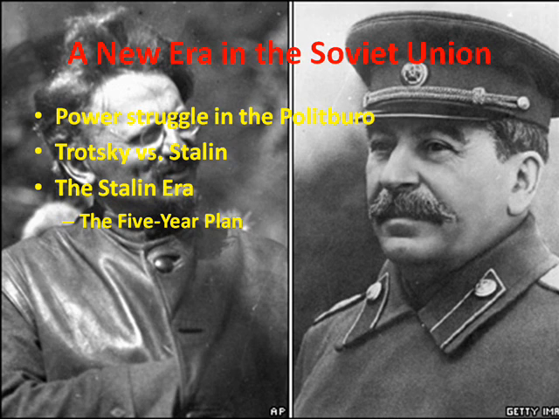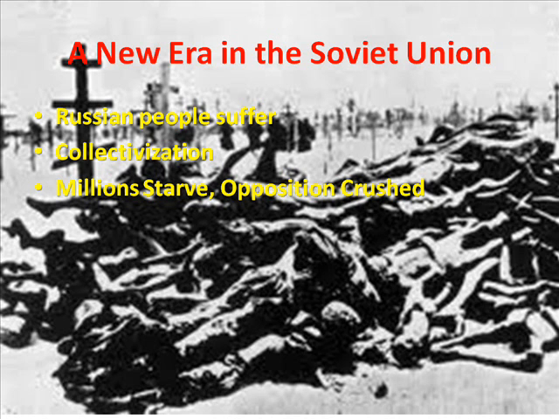Like industrialization, collectivization had a terrible cost. Peasants responded by hoarding food and killing livestock. This produced a widespread famine. 10 million peasants died in famines in 1932 and 1933. Stalin's programs had other costs.